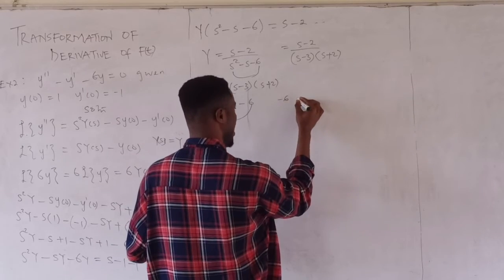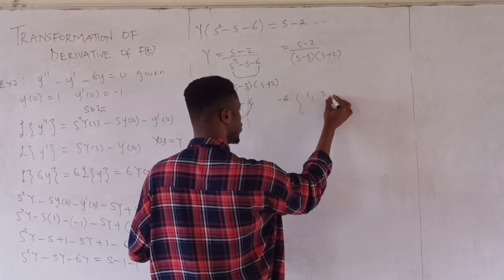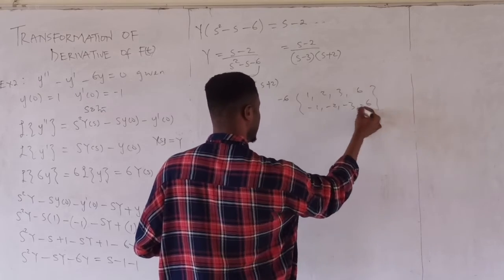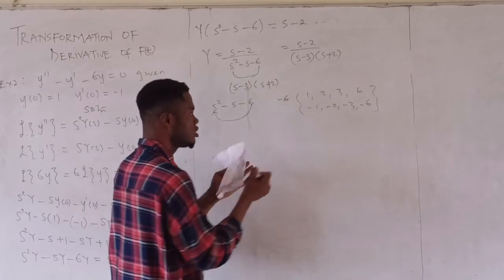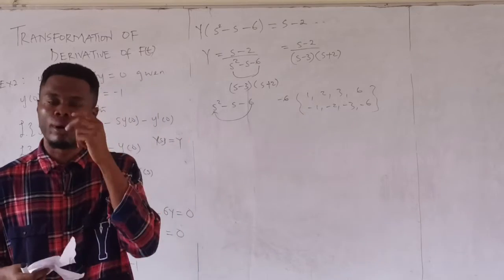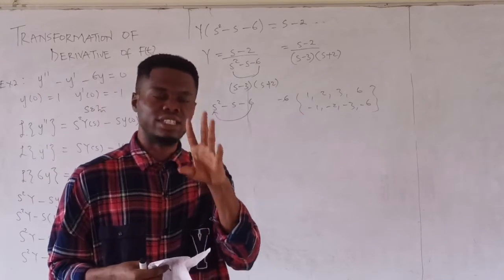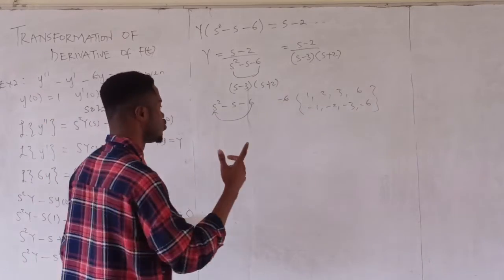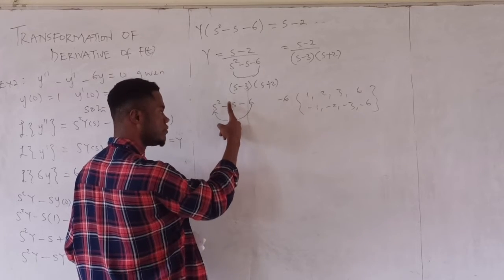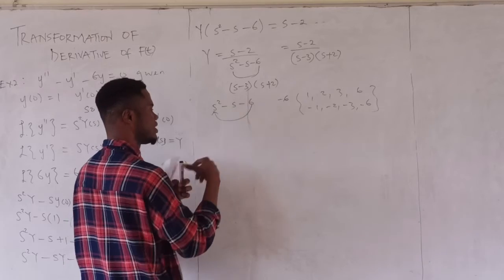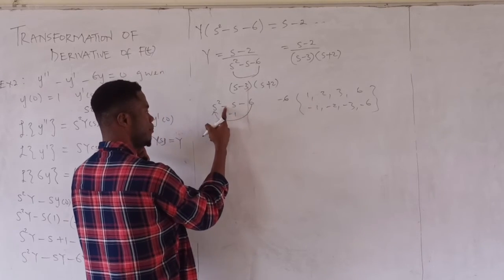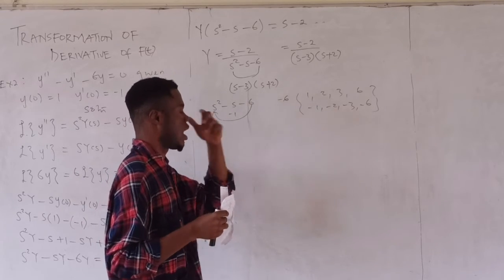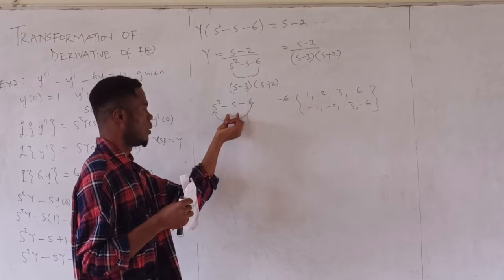So the factors of 6 are 1, 2, 3, and 6, minus 1, minus 2, minus 3, and minus 6. These are the factors of 6, right? So among these numbers which you've written, we are going to pick out two numbers that when you multiply them, they give you minus 6, and when you add them, they give you the coefficient of the middle term. The coefficient of this middle term is minus 1, right? Because minus 1 is in front of this s. So which numbers are we going to pick that multiply to give minus 6, and when we add them, give us minus 1?